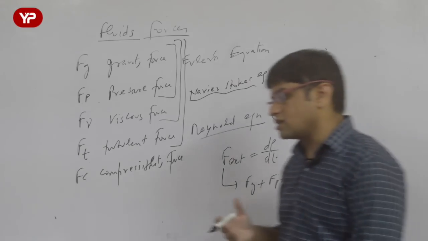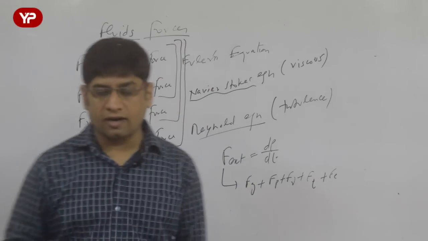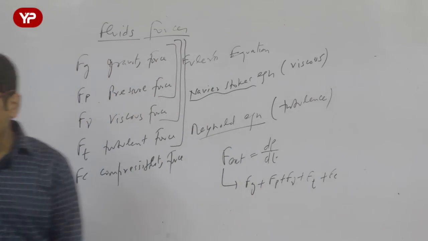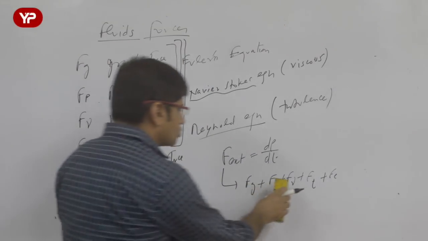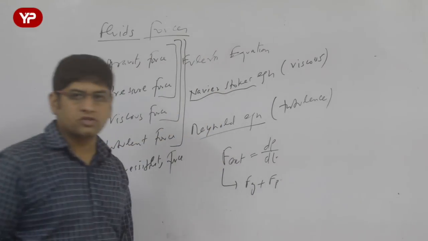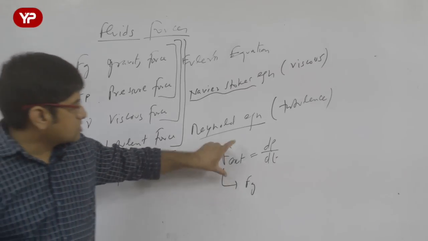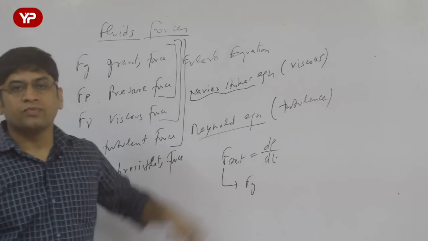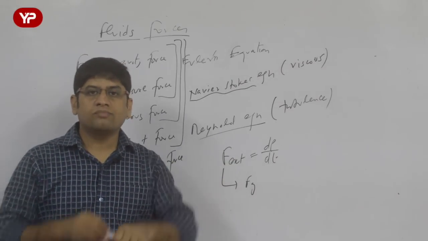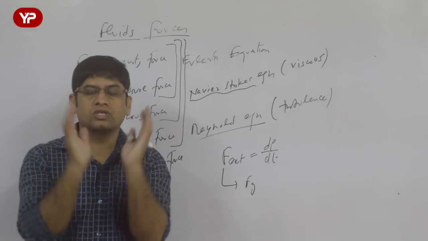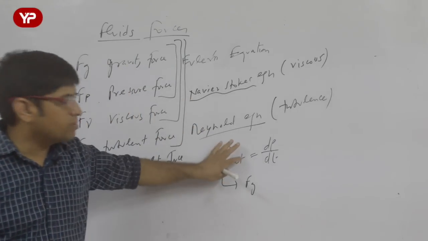Now let us say in a certain situation turbulent force is not there. You are not going to consider that. If I only consider two forces, I can only consider two forces. If I only take one force, I can only take one force. So this side, which is the dynamics part of the fluid flow, basically consists of certain types of forces. Remember the names of the forces, that becomes the dynamics.